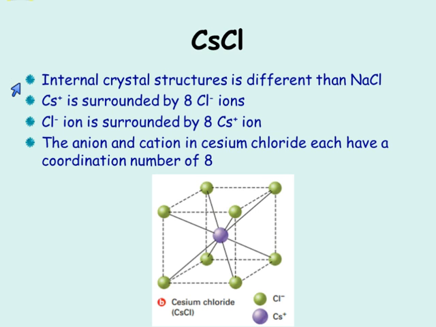Cesium chloride. The internal structure is different than sodium chloride. Cesium is surrounded by 8 chloride ions, and the chloride ion is surrounded by 8 cesium. So the anion and cation in cesium chloride each have a coordination number of 8. Usually you're told this. Usually you can't just look at the formula and determine the coordination number. And here you see cesium and you see the 8, the way the structure is. 2, 4, 6, 8. This is like in the center of a cube.